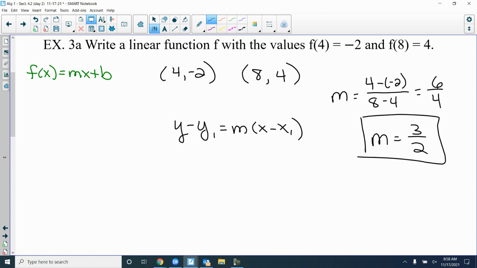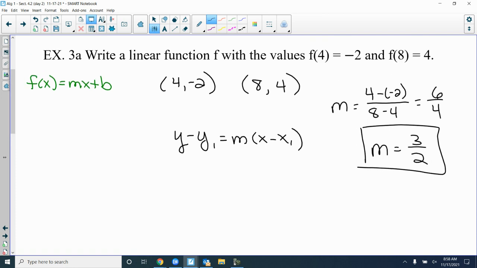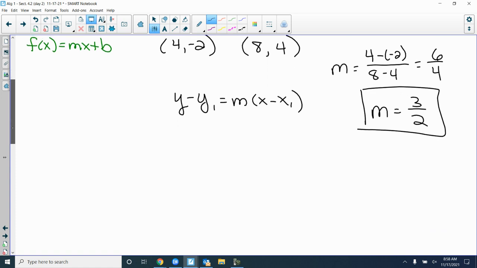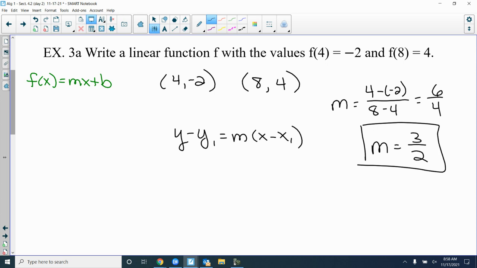Now from yesterday, where do we go from here? Okay, Alex, you pick one up. Which point you want to pick? A4. Yeah, I would use the 2 positives. I agree with Mr. Parker. I'm always picking both positives, and then I use m equals 3 halves. Right, what goes where, Alex? Y minus 4 equals 3 halves times x minus 8. Good.